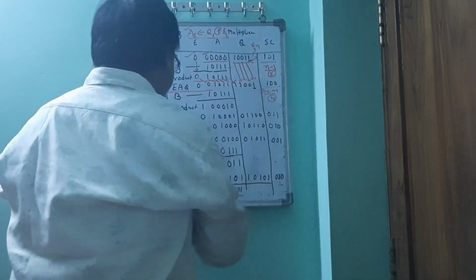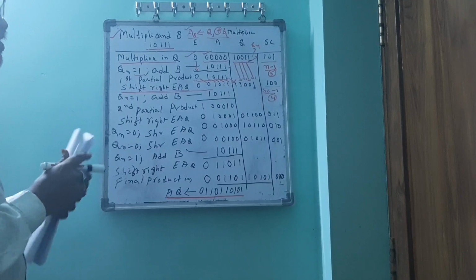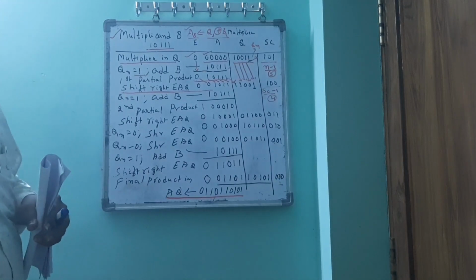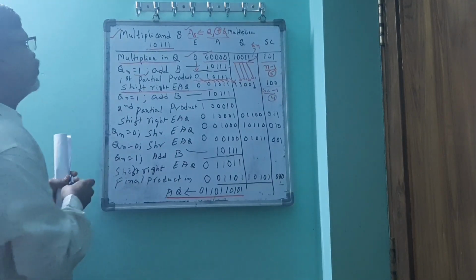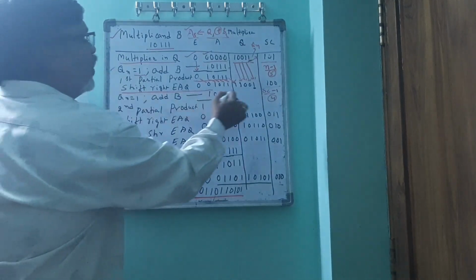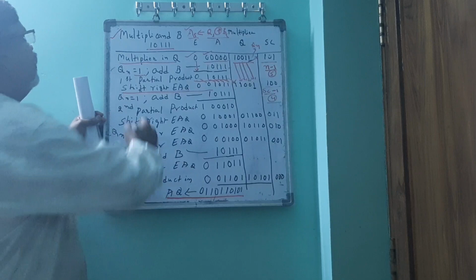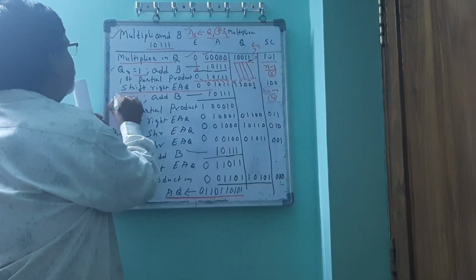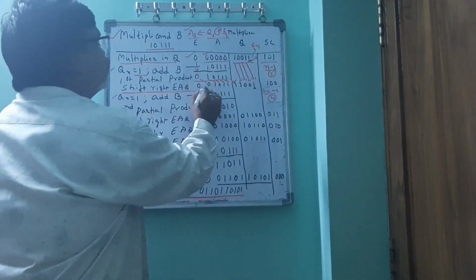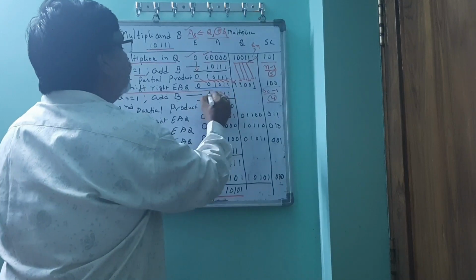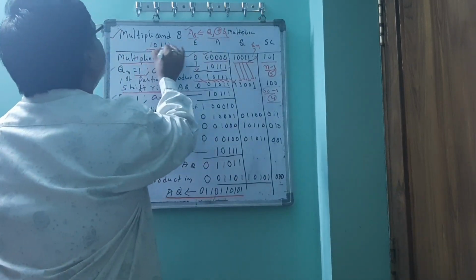Now here also Qn is again 1. Since Qn is again 1, we have to do the same procedure. Qn is checked as 1 and SC is also checked as 4. It is non-zero. That's why we are performing the second time, add B. So to this value we are adding B. B is 10111.